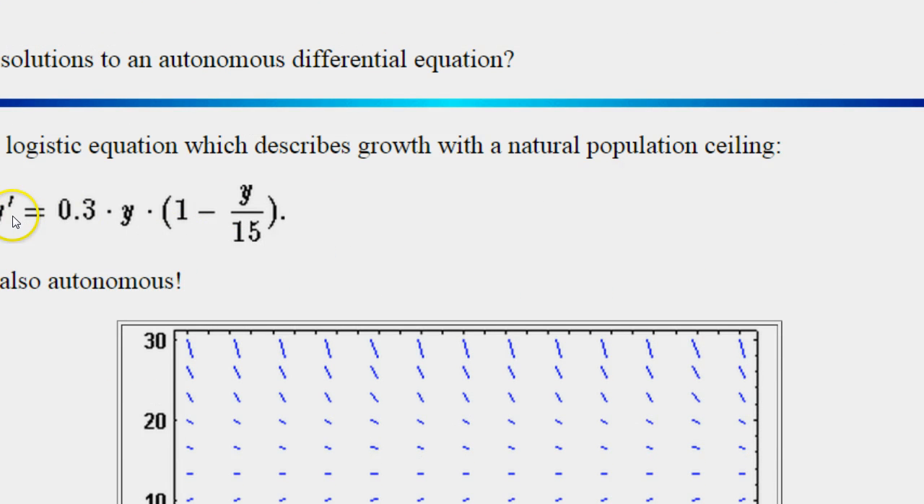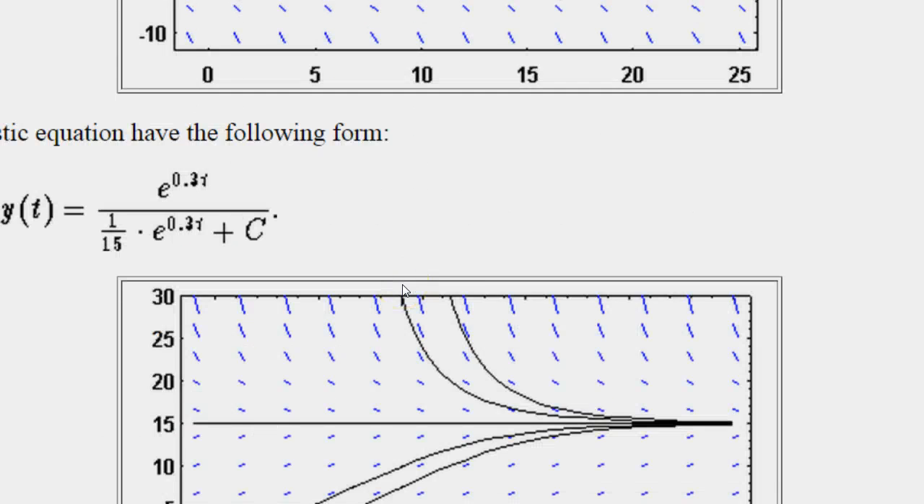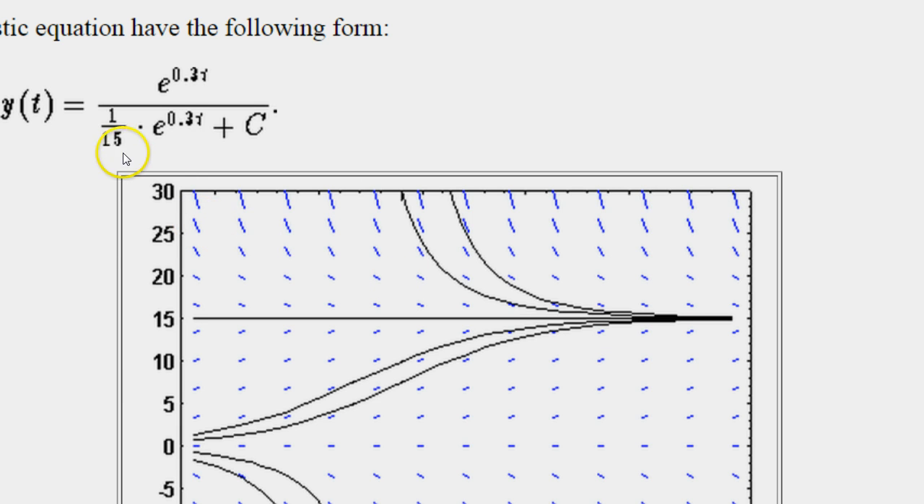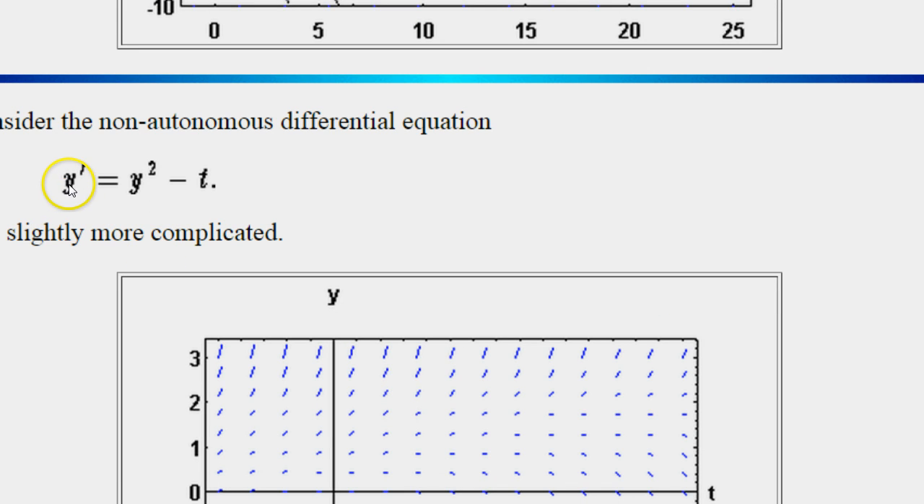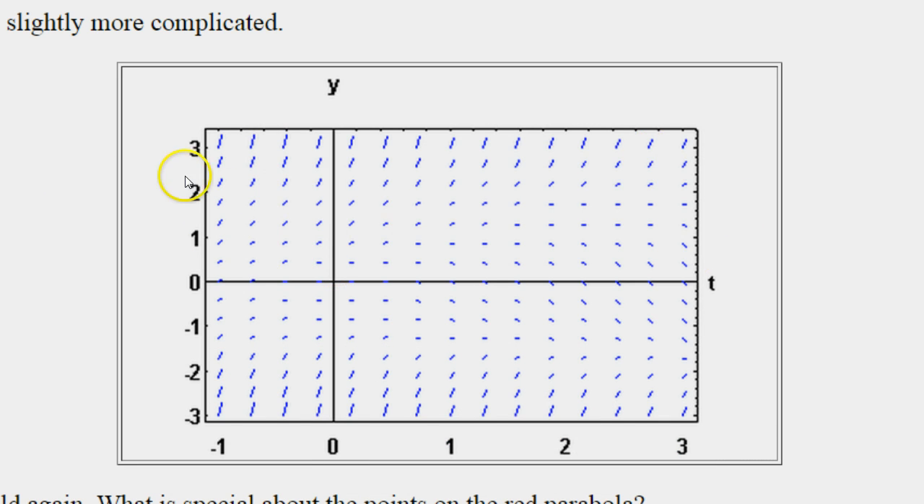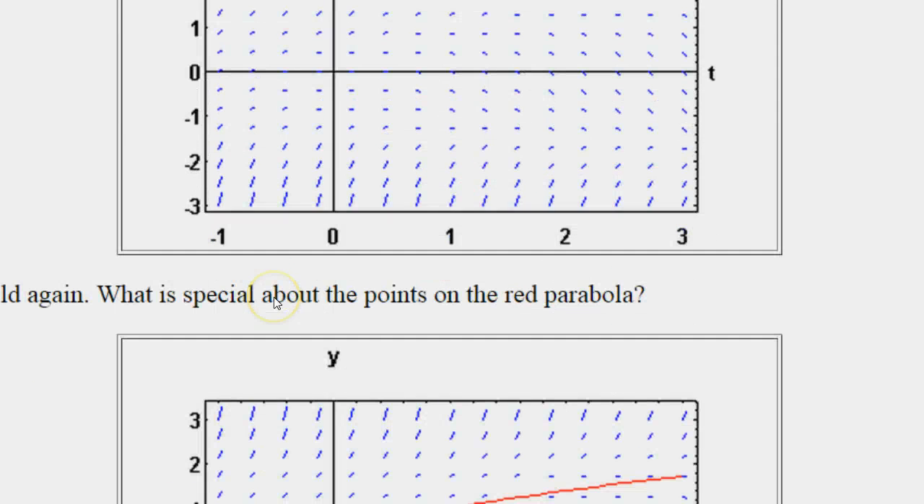Okay, here's one of y prime equals 0.3 times y times 1 minus y over 15. This one's pretty cool how it's all set up. And as you can see, the slope field is a little bit more crazy as it goes. And then here's y prime equals y squared minus t. It would be something that looks like this. It looks a little bit more complicated, but in fact, it's actually just a parabola.